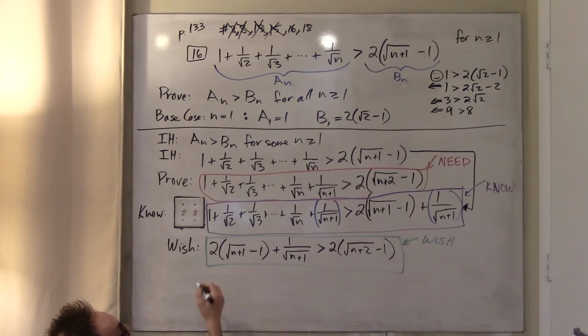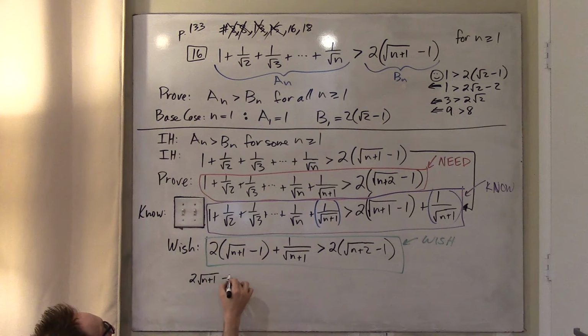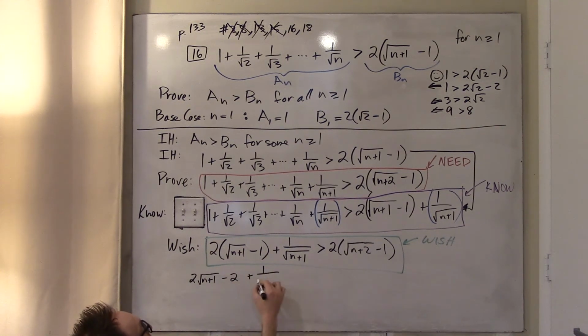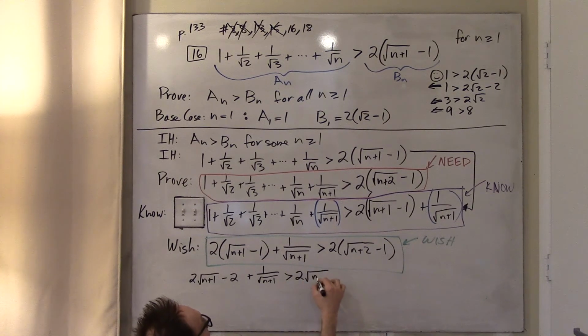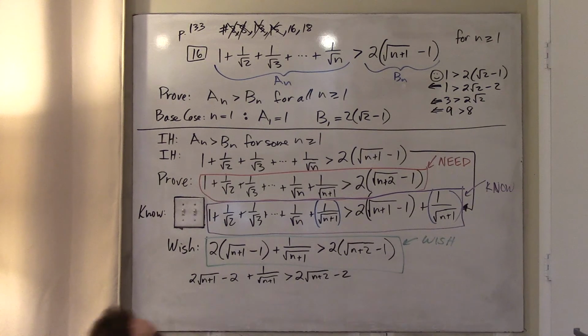Let's show that it's true by manipulating it into something that's true. So I get 2 root n plus 1 minus 2 plus 1 over root n plus 1 is bigger than 2 root n plus 2 minus 2. Well, I can cancel the minus 2's. So I get 2 root n plus 1 plus 1 over root n plus 1 is bigger than 2 root n plus 2. Is that true? Not obvious at all yet.